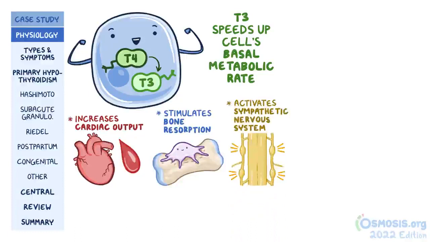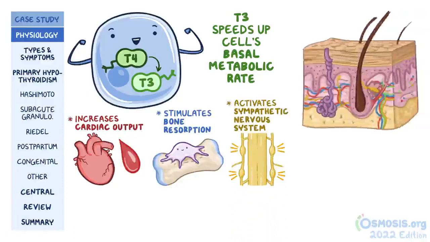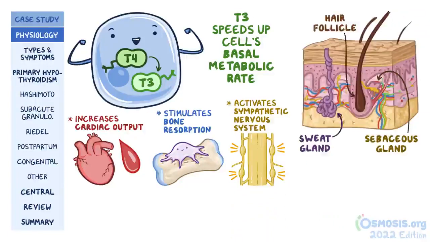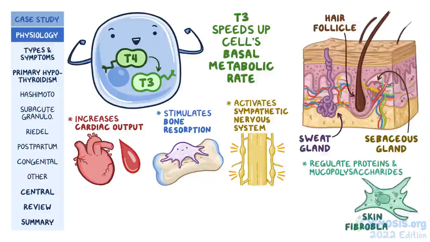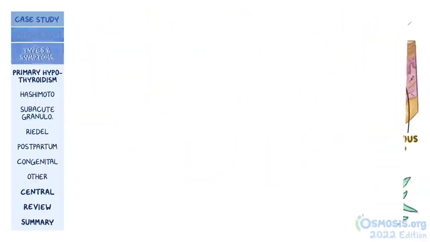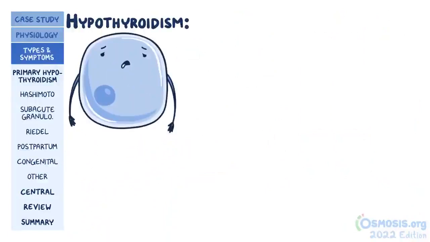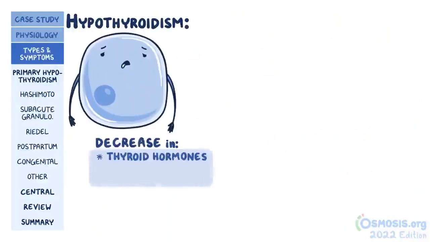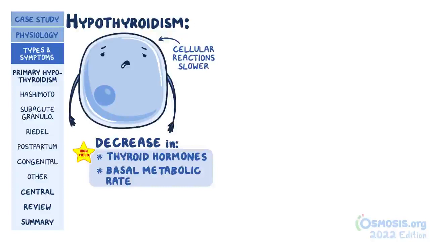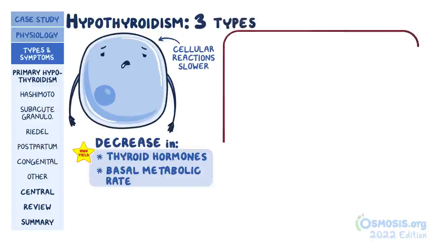Thyroid hormones are also involved in a number of other things, like controlling sebaceous and sweat gland secretions, hair follicle growth, and regulating proteins and mucopolysaccharide synthesis by skin fibroblasts. Now, hypothyroidism can happen a few different ways, and all of them result in a decrease in thyroid hormones and a decreased basal metabolic rate, where cellular reactions are happening slower than normal.